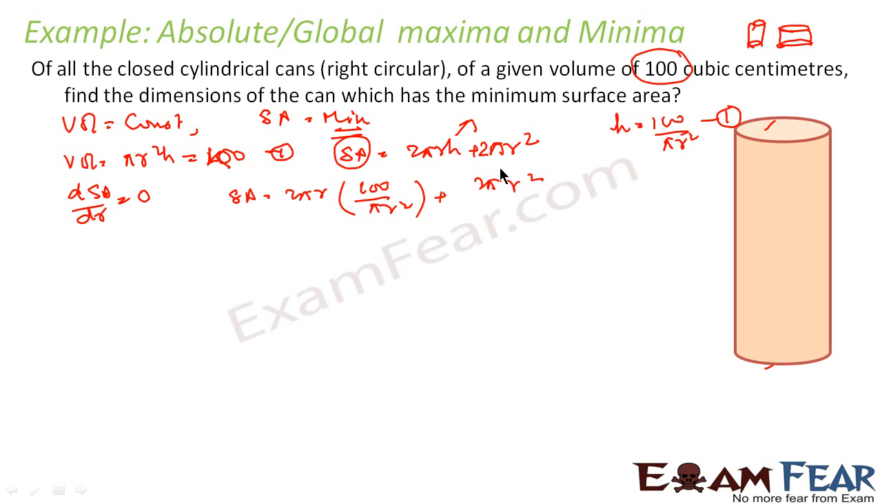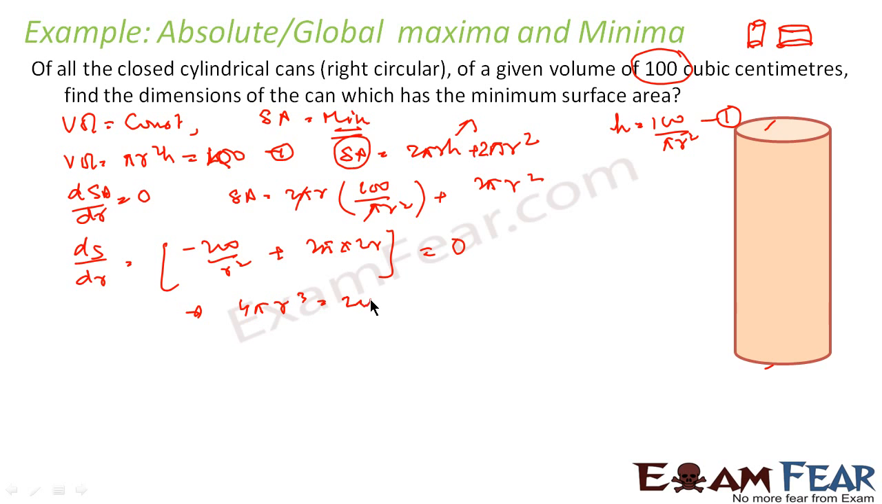It is totally in the form of r, pi cancels. So now I have to find dSA by dr. That becomes minus 200 by r square, plus 2 pi r square becomes 2 pi into 2r, and this is equal to 0. If you solve this, you get 4 pi r cube is equal to 200, or r cube is equal to 50 by pi, or r is equal to (50 by pi) to the power 1 by 3.